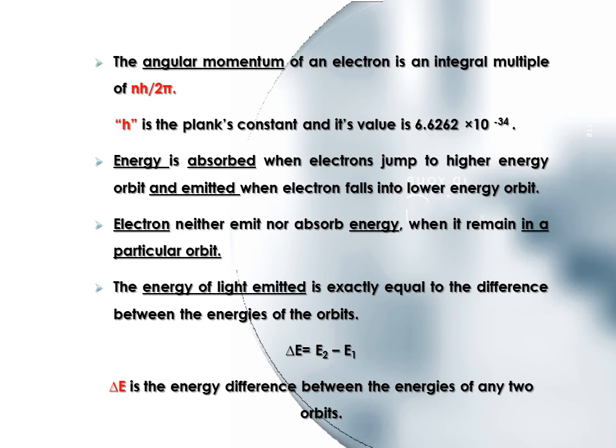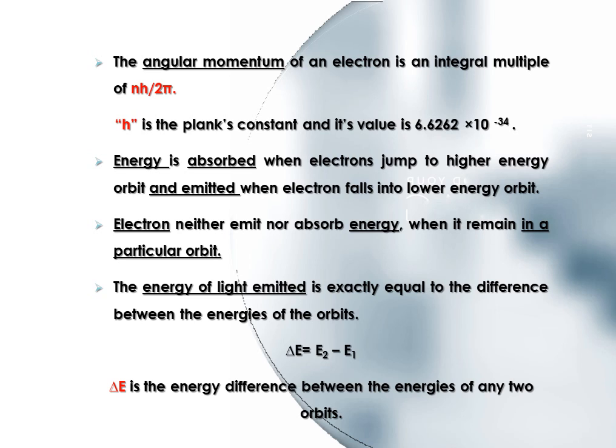It means that if an electron resides in one orbit, then it will never lose or gain energy. Sixth postulate: the energy of light emitted is exactly equal to the difference between the energies of the orbits. Delta E is equal to E2 minus E1. Delta E is the energy difference between the energies of any two orbits.